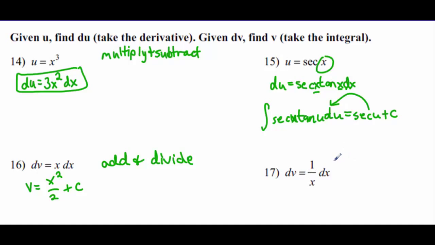Number 17, people get so tripped up with this. If you move this to the top and try to use the power rule, when you add a power, you get x to the 0. And when you divide by 0, you can't do that. And so that all has to do with the fact that the integral of 1 over x is the natural log of x. Again, if you're allowed to use a formula sheet on this, that's a formula. The integral of 1 over x is always going to be the natural log of x. And so don't get confused and take the derivative or do something super weird. It's just ln of x.